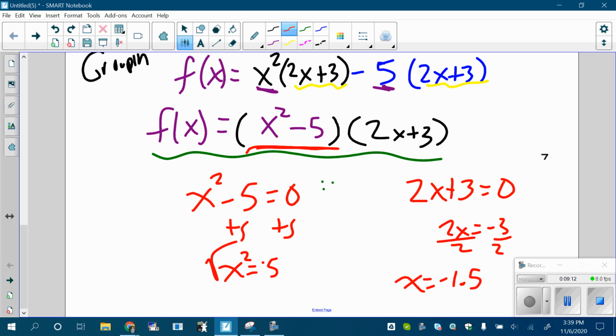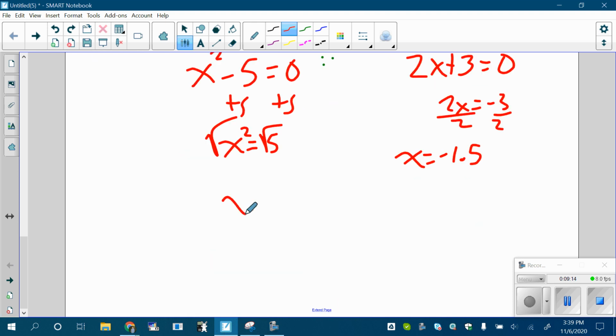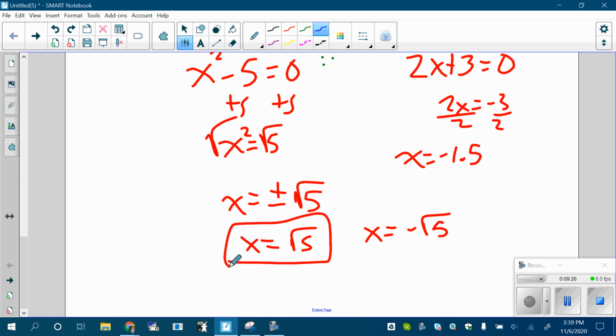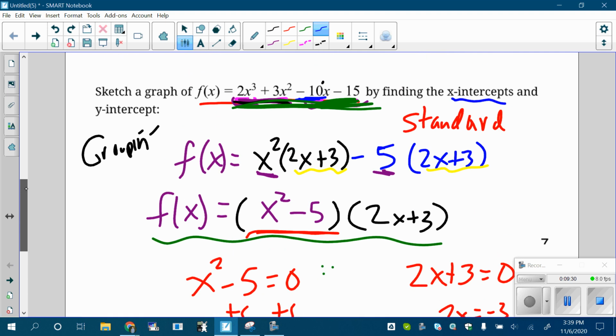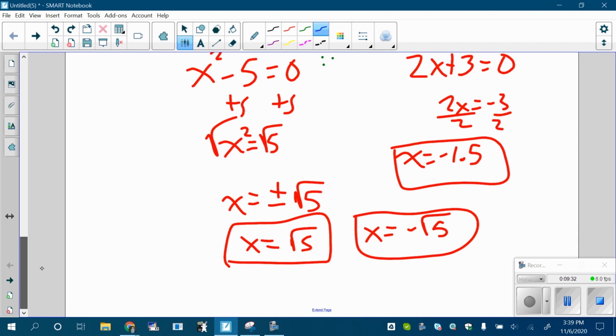Square root both sides. And don't forget to add the plus or minus. So you get square root of 5 and negative square root of 5. These are the 3 x-intercepts. Because it was an x cubed function, we probably thought there was going to be 3 x-intercepts, and there was.